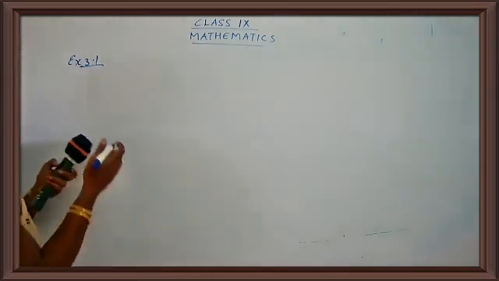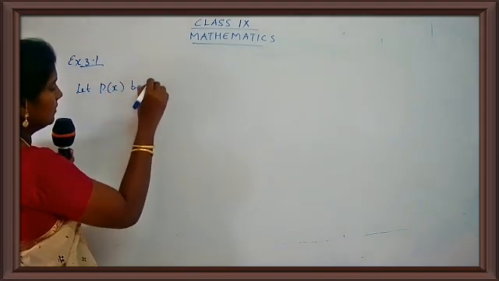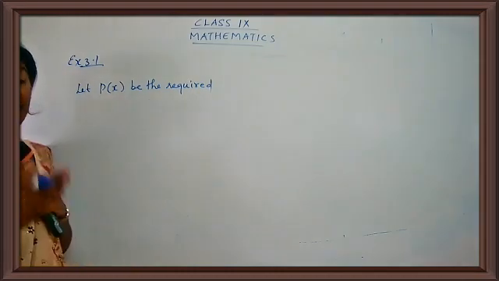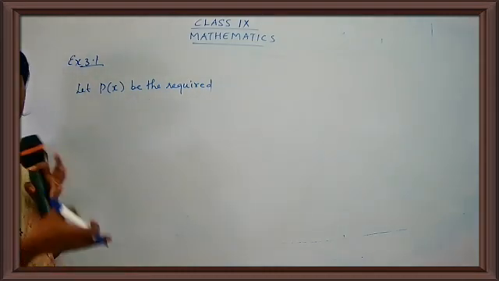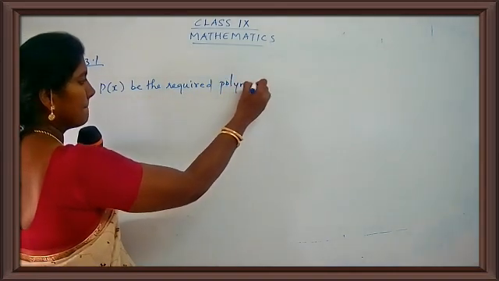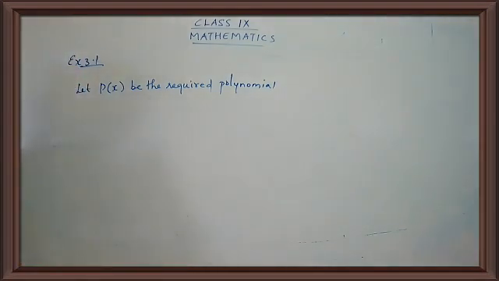So write down: let P(x) be the required polynomial. I told you, what should be added? So what is going to be added here? P(x) is going to be added. That is what you write down. Let P(x) be the required polynomial. So for this sum we are going to find the value of P(x). Let P(x) be the required polynomial.